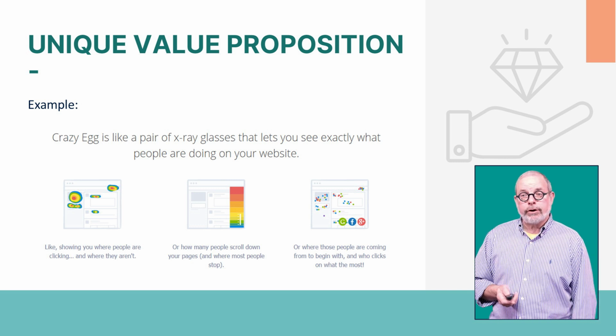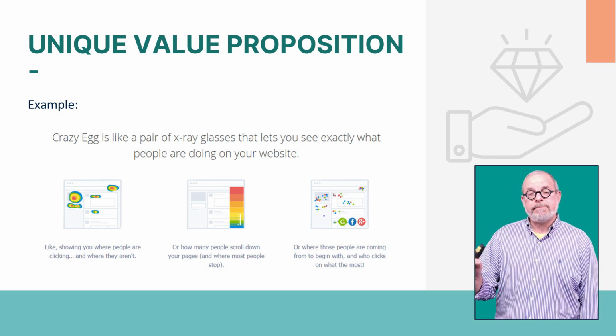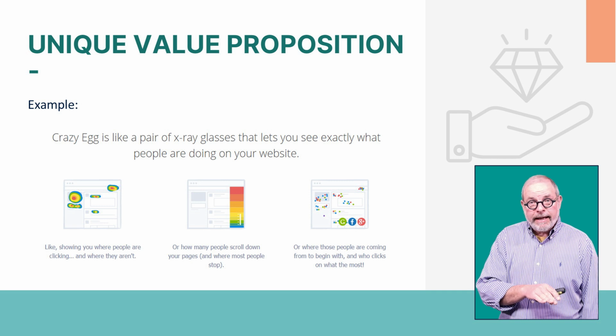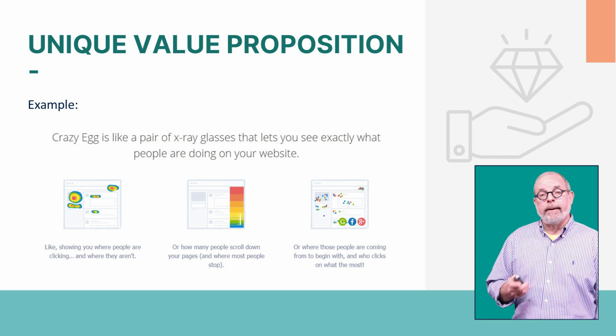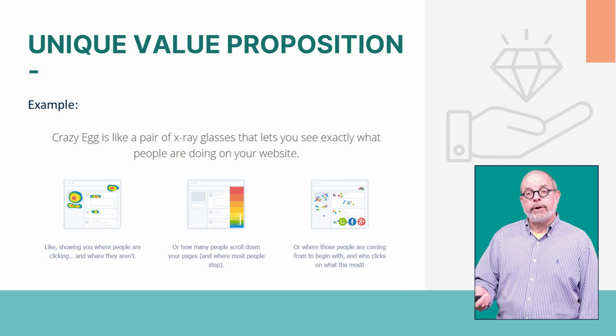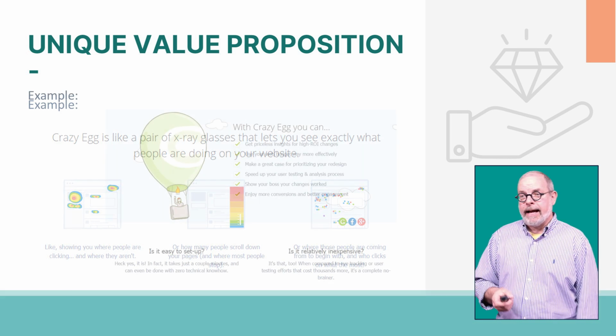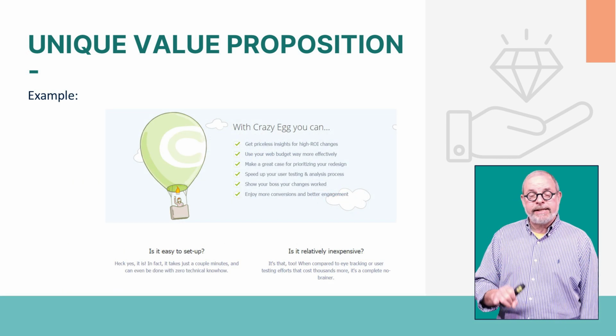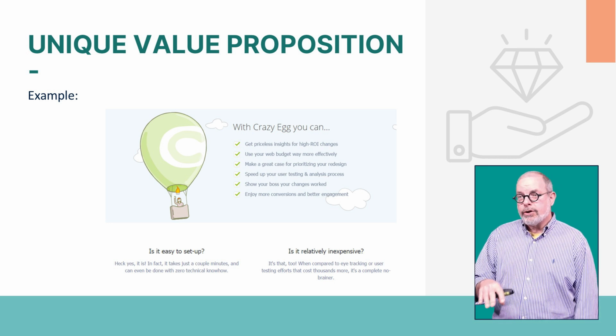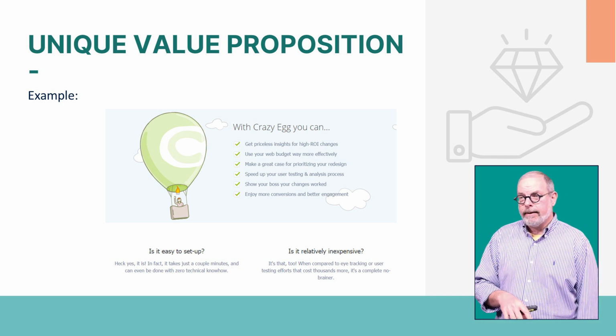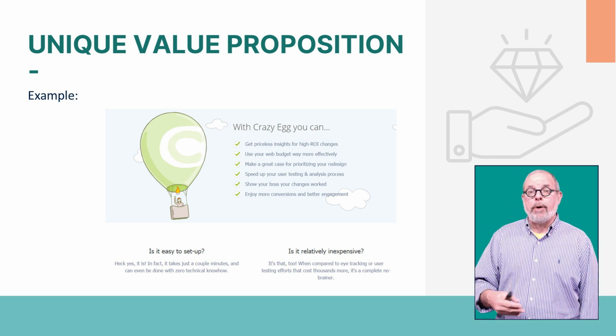But Crazy Egg is a service that lets you see through this thing called heat maps where people are trailing their mouse over your site. It's an analytics tool that helps you see how many people scroll down, where they click, where they go to before they click, and to really understand how to improve your website for customer experience. With Crazy Egg, you can get insights to make changes that will have a return on your investment. You can use your web budget for your company to be more efficient on your website. It can prioritize your redesign. It can help you redesign.